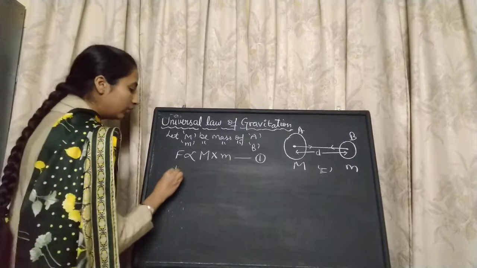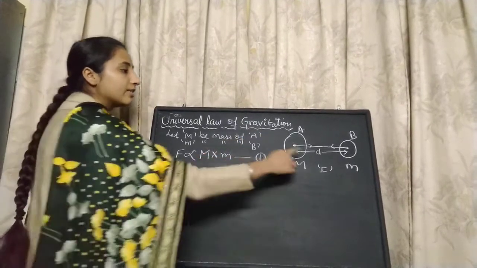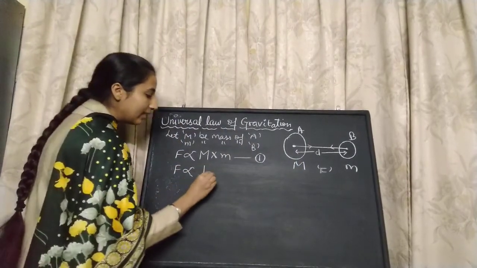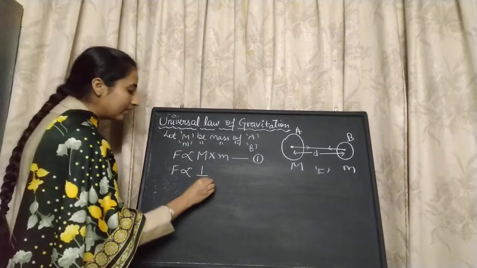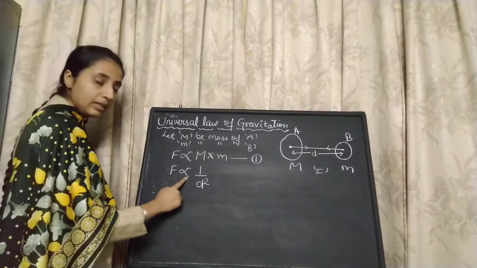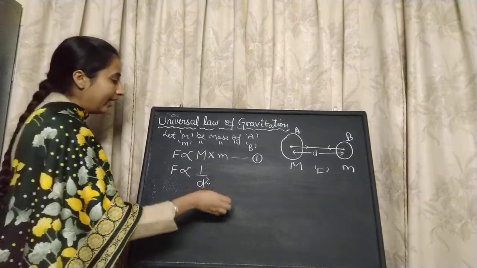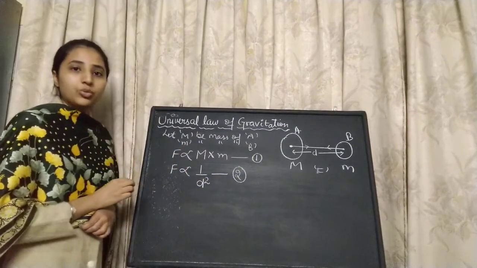Also, the force is inversely proportional to the square of the distance between them. So, in inverse proportion, d is in the denominator and it is in the square form. So, F is inversely proportional to the square of the distance between them. Let us take this as equation number 2.